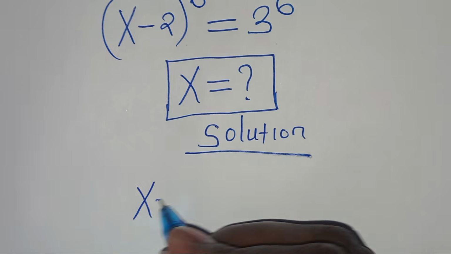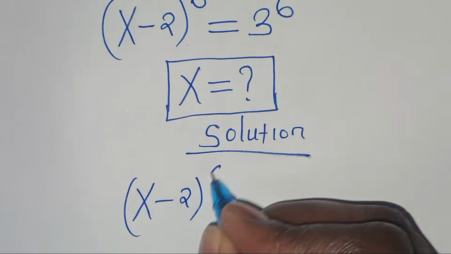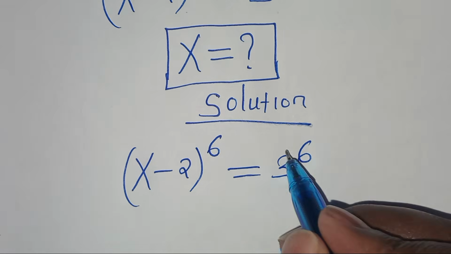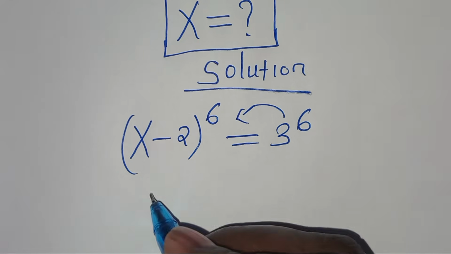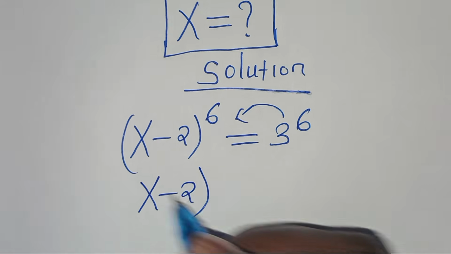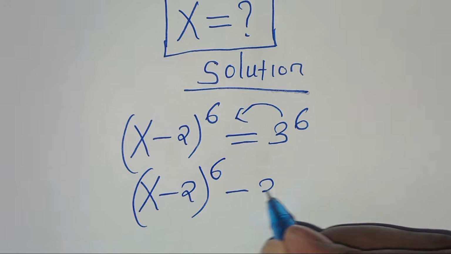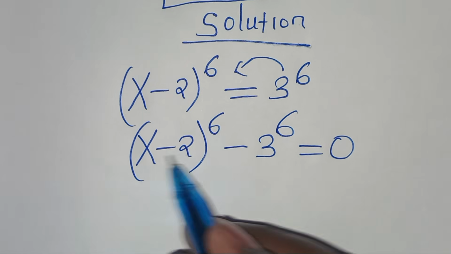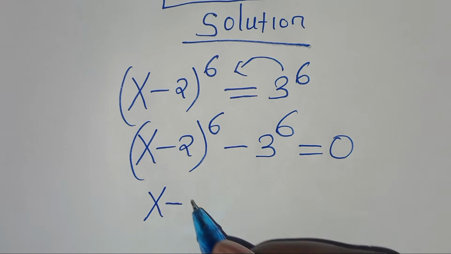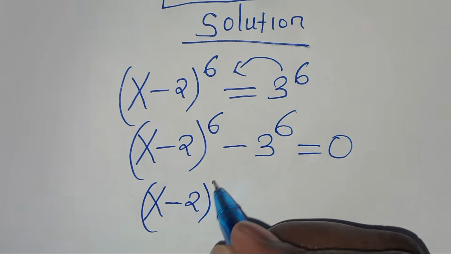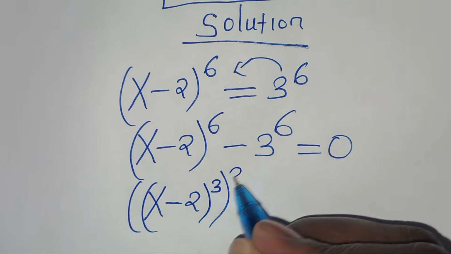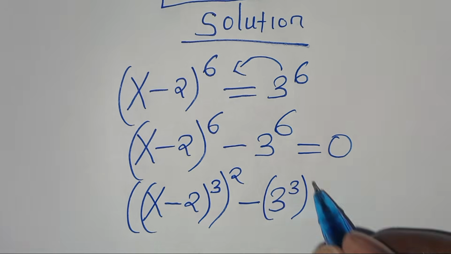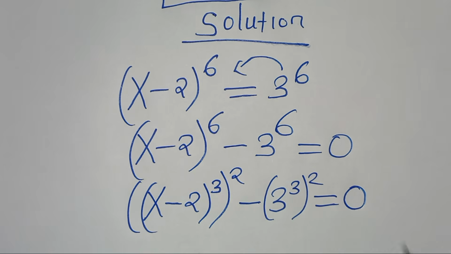So we have (x − 2)^6 = 3^6. The first step is to take 3^6 to the left hand side so that we have (x − 2)^6 − 3^6 = 0. We can express (x − 2)^6 as ((x − 2)^3)^2, and 3^6 as (3^3)^2, and this is equal to 0.